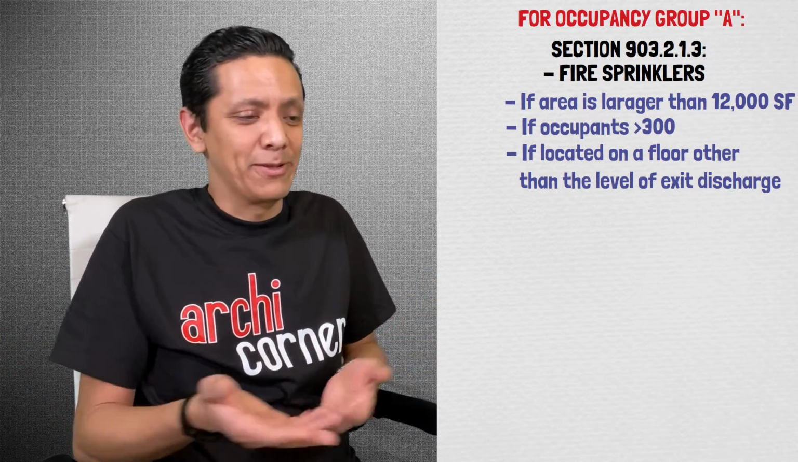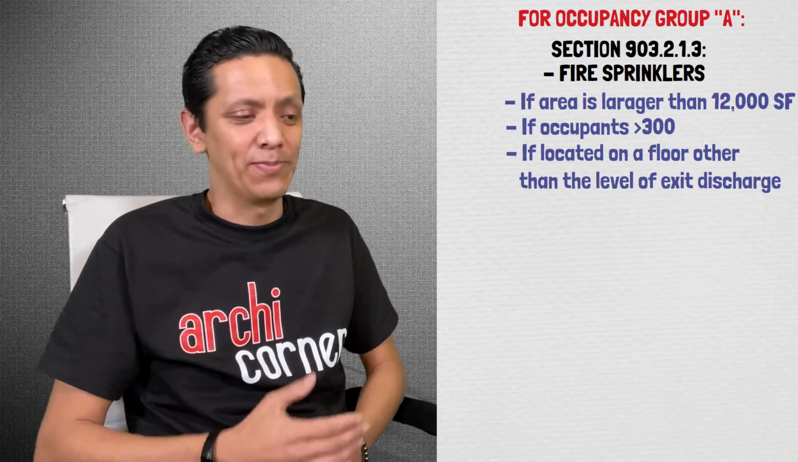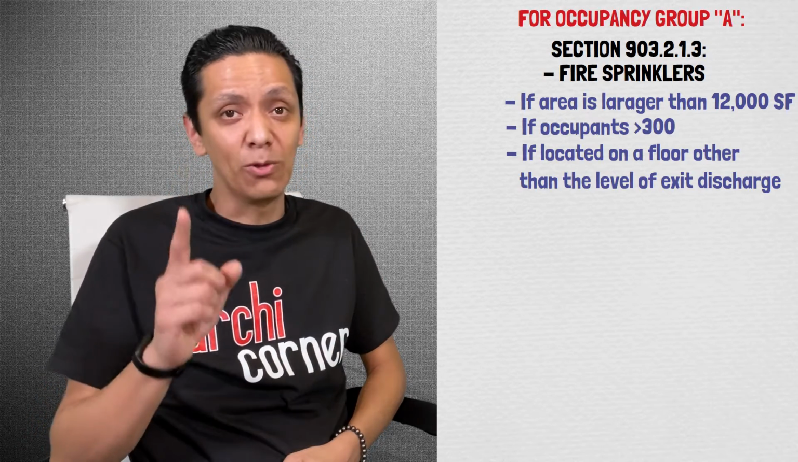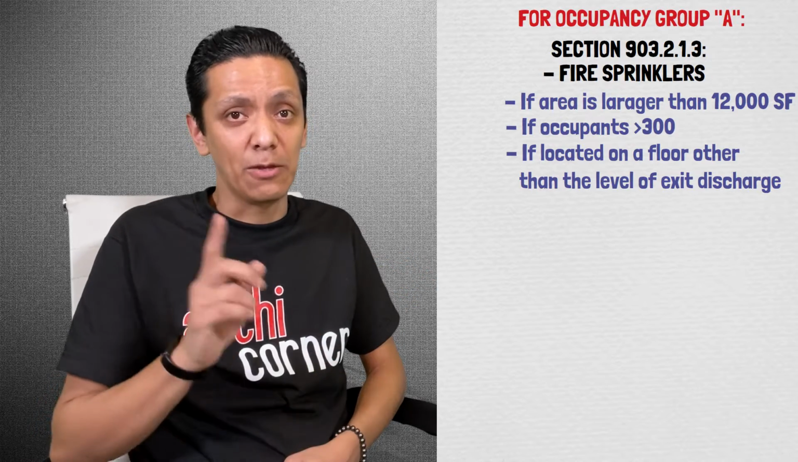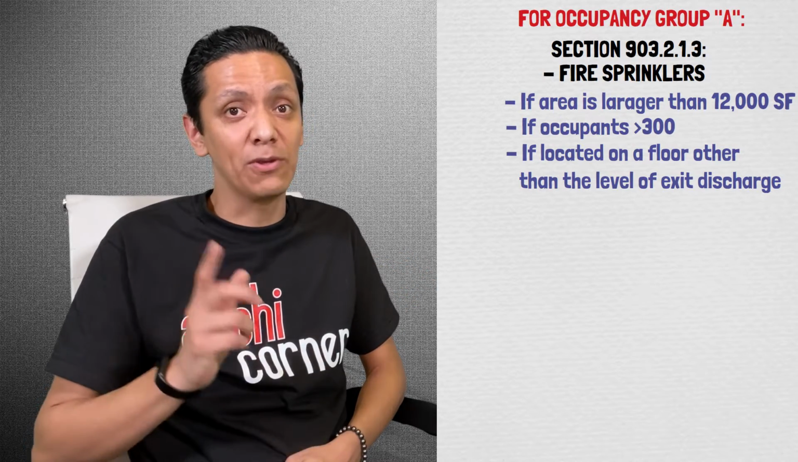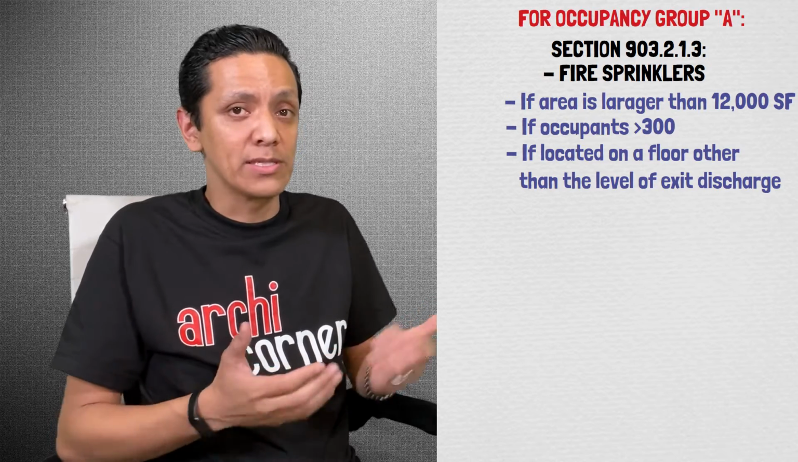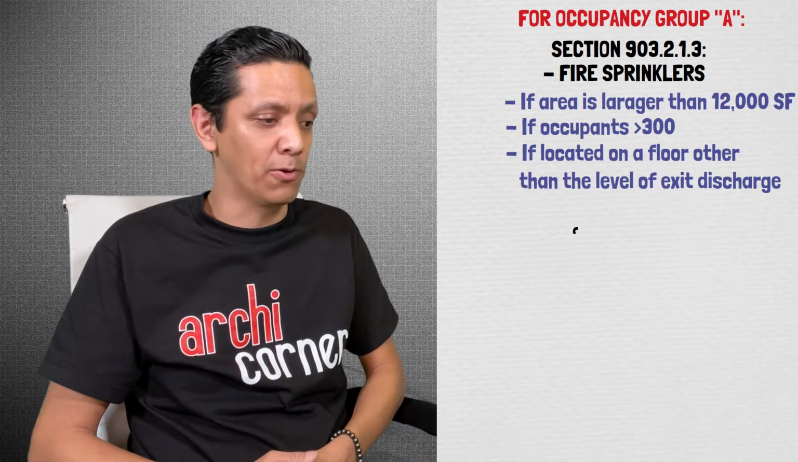So it doesn't matter because it's already sprinklered. So this doesn't really apply. But if our building was not sprinklered and we exceeded one of these items, then we would have to sprinkler the building if it was not sprinklered, or we couldn't take advantage of this allowance of the code.